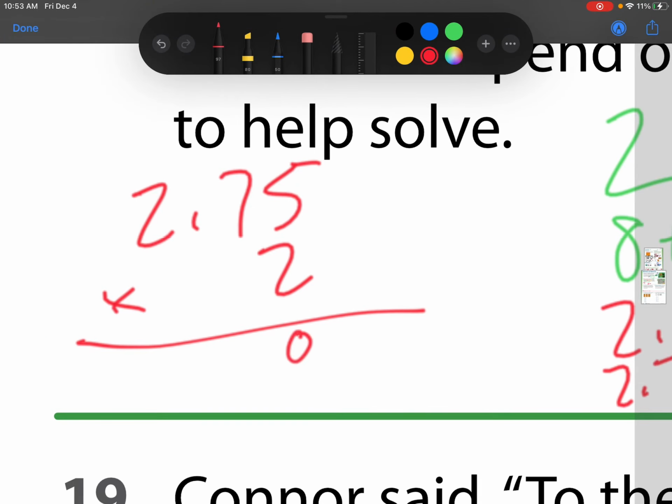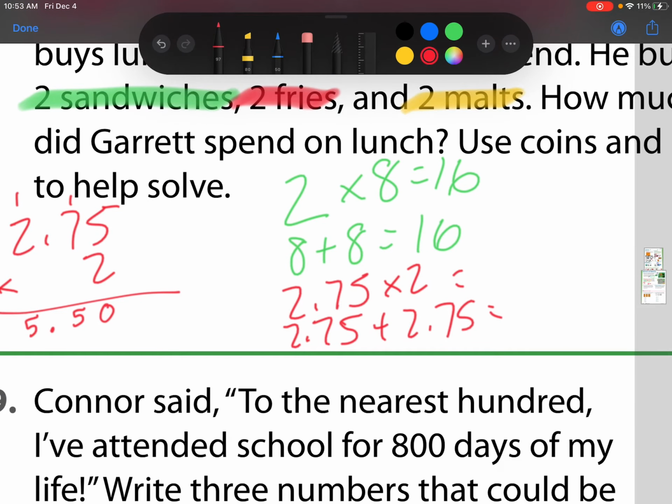2 times 5 is 10, so I regroup that one. 2 times 7 is 14, plus 1 is 15, so I regroup that one. 2 times 2 is 4, plus 1 is 5. And then that decimal, we need to bring it down. So we spent $5.50 on French fries.